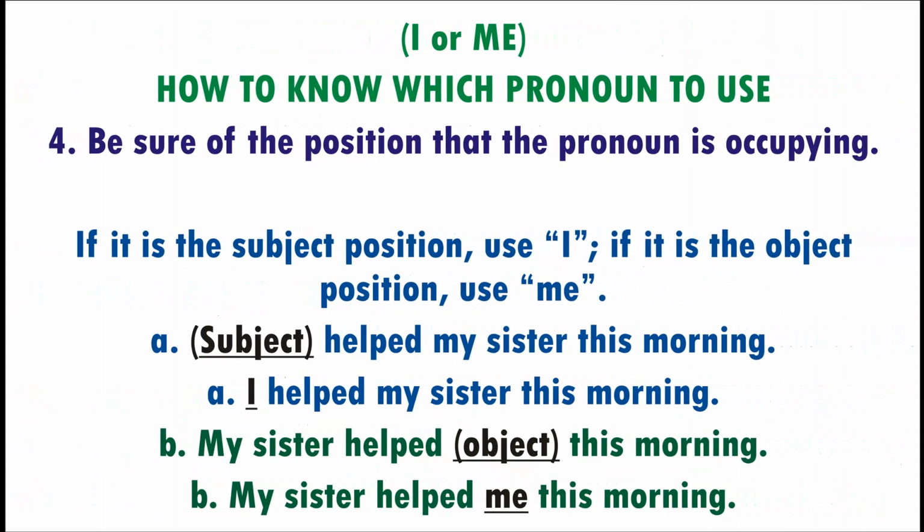Now the last tip here is be sure of the position that the pronoun is occupying. The subject position or the object position. If the pronoun is occupying the subject position, use I. And if the pronoun is occupying the object position, use me.